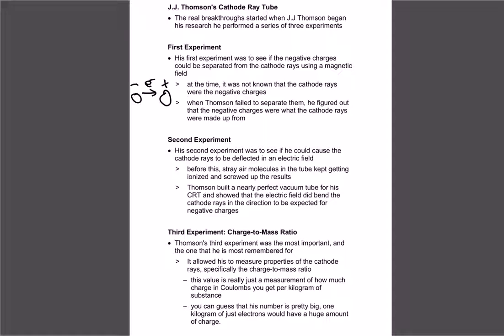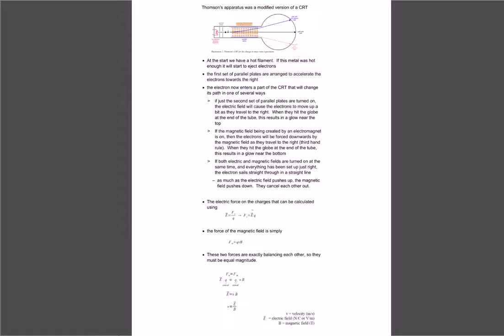He then tried to see if he could deflect them in an electric field, and he proved that that works. So he took the electric charges that were traveling in the cathode ray tube, and he saw that they deflected towards the positive plate. So therefore, once again, they had to be electrons. And the last experiment was, could he get them to be deflected in a magnetic field as well? And he did that, and basically saw that the electric force and the magnetic force could be balanced.